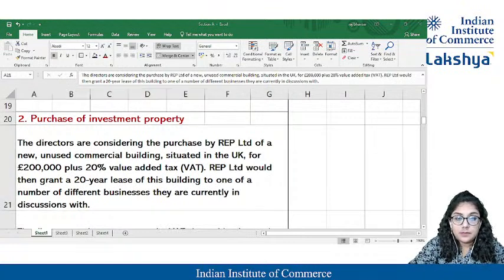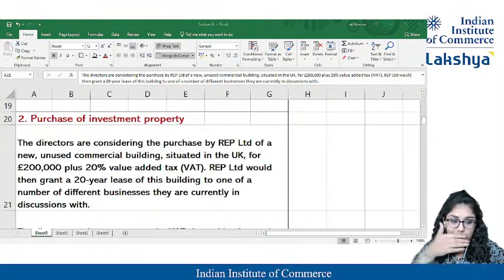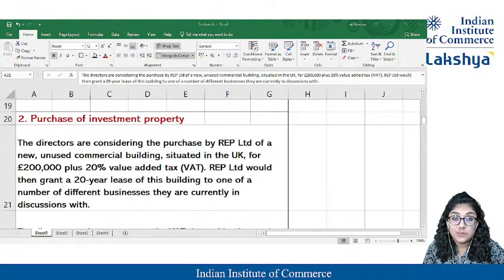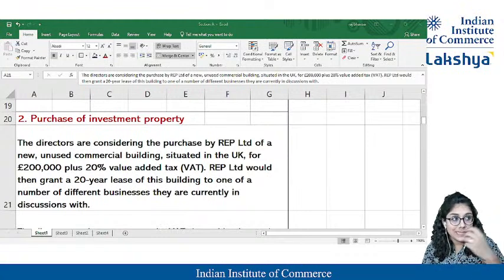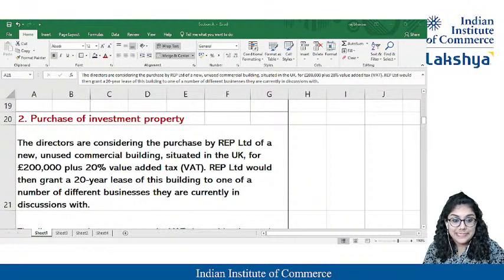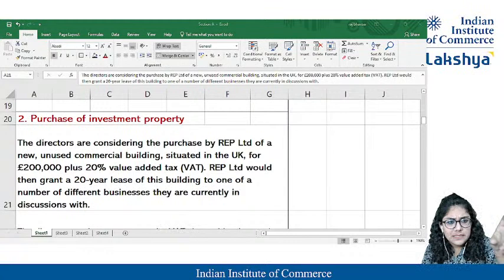Students, before reading the question, I want to explain a concept to you. When we purchase an asset, and we know I have to pay VAT, a value added tax, on it, then the indirect tax department will ask us, okay, if you are paying VAT, in which way are you going to use it?